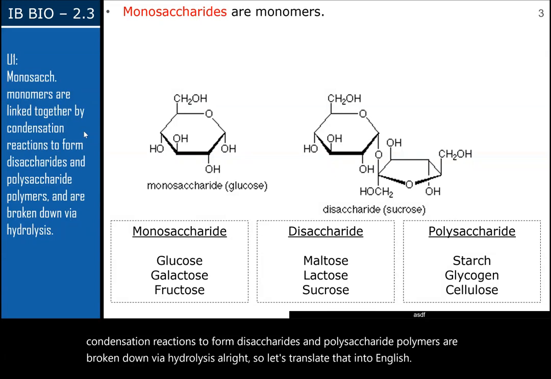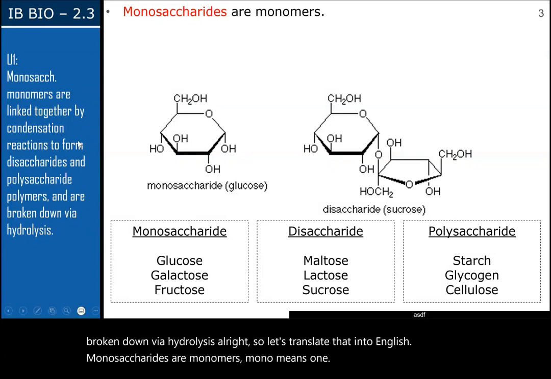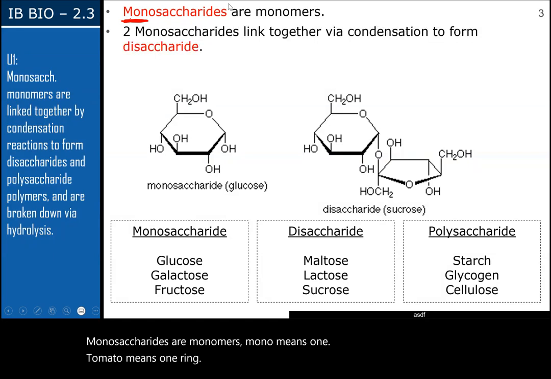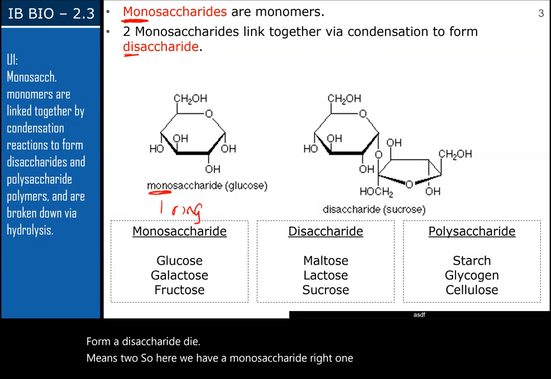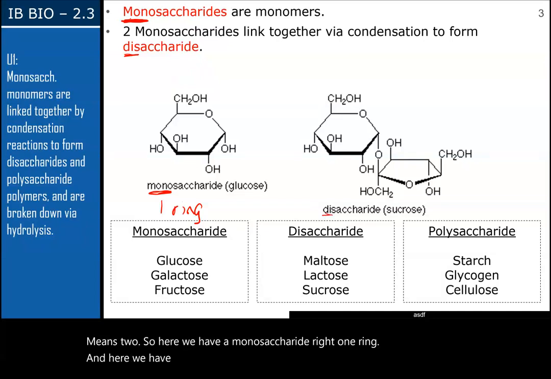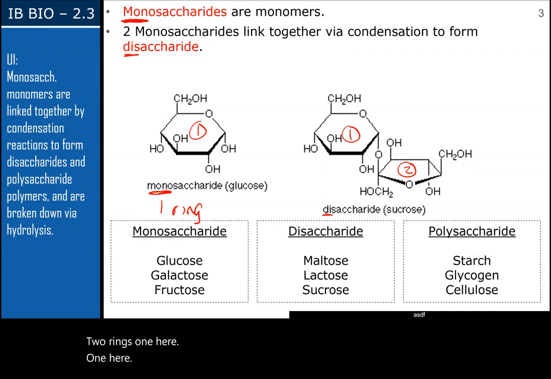Monosaccharides are monomers. Mono means one. So mono means one ring. 2 monosaccharides together form a disaccharide. Di means 2. So here we have a monosaccharide, right? One ring. And here we have a disaccharide. 2 rings. One here, 2 here. Disaccharide.